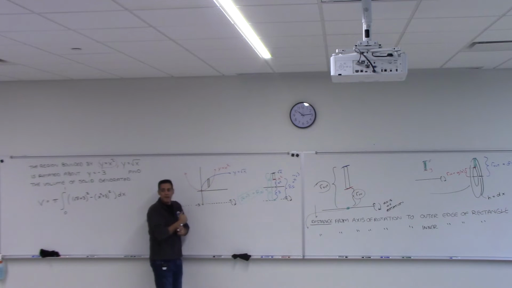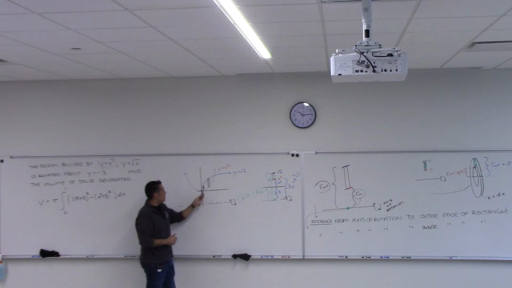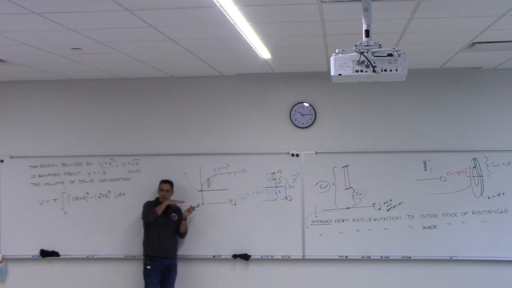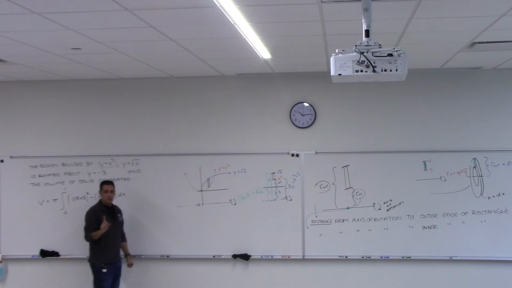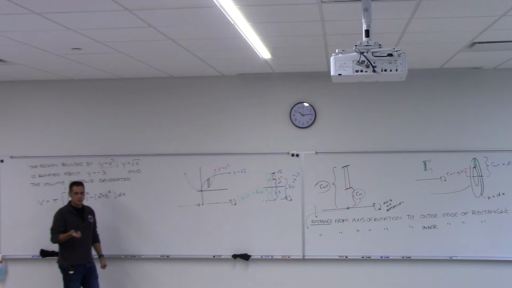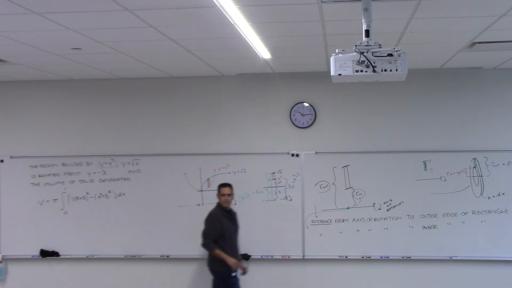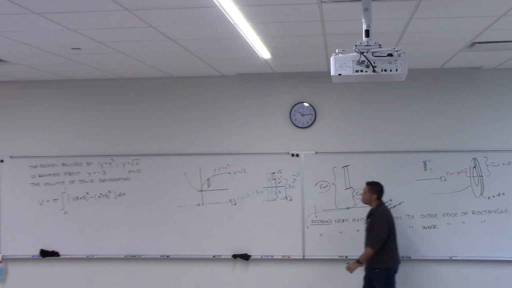If I wanted to wrap this around this way, we can do it. We can wrap this region around this way. We just have to switch them to functions of y, not x. But there's going to be a way that we can do it even without switching it to functions of y. Oh, just hang tight. They're functions of x, right?